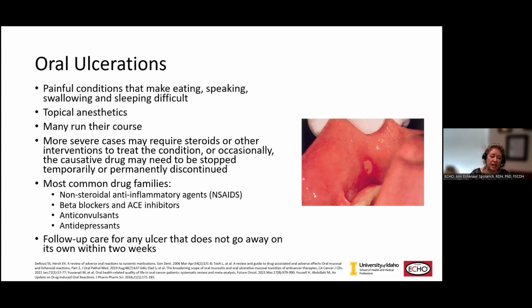The recommendation is that for any ulcer that doesn't go away on its own within 2 weeks, the patient should be brought back in for follow-up care and evaluation and biopsy potentially, right?